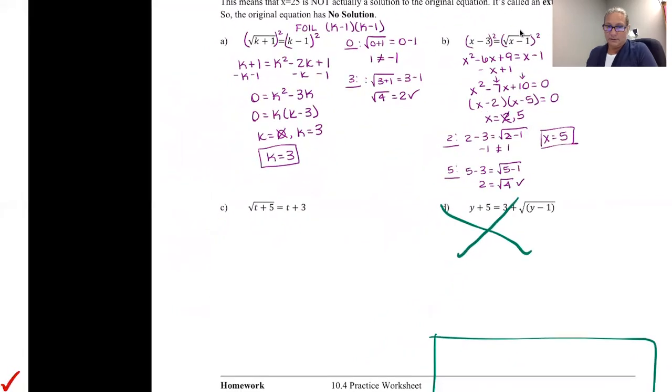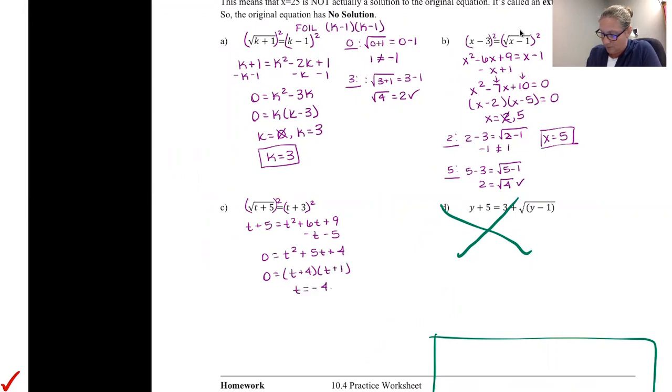Part C, it's already isolated, so we square both sides using the FOIL method. t plus 5 is equal to t squared plus 6t plus 9. Subtract t and subtract 5. 0 equals t squared plus 5t plus 4. What multiplies to give you 4 and combines to give you 5 is 4 and 1. Set each one equal to 0 to get negative 4 and negative 1.